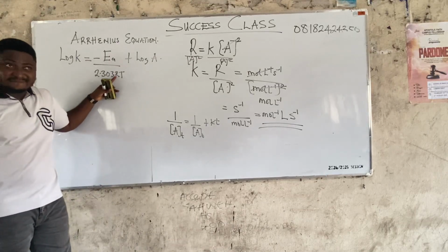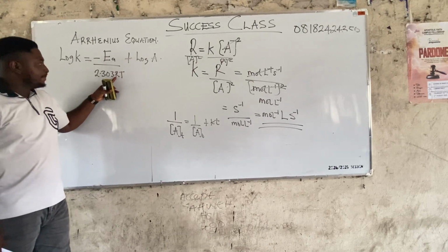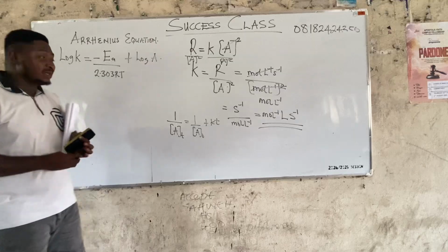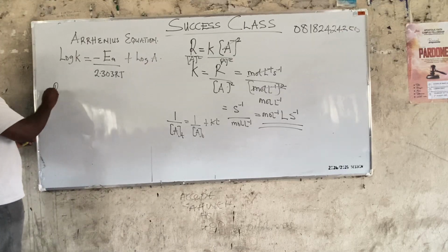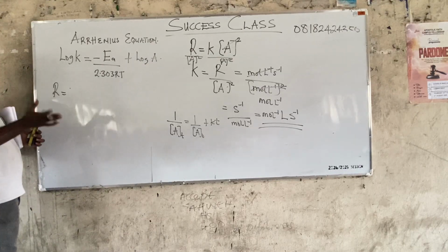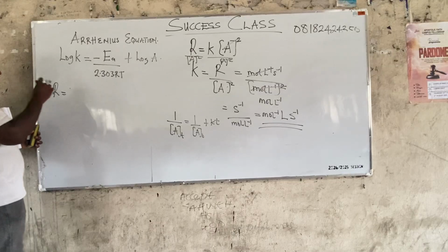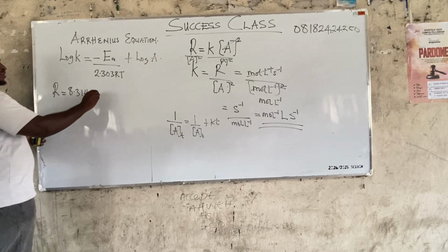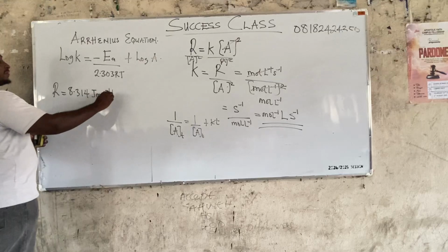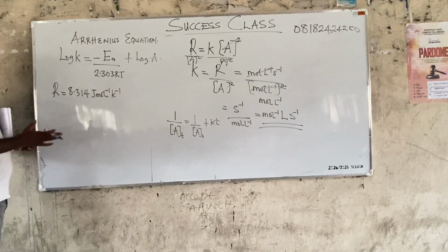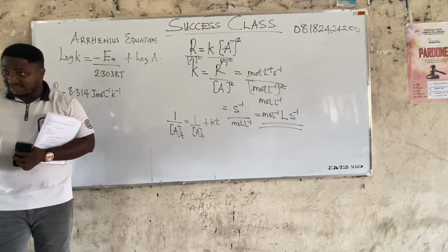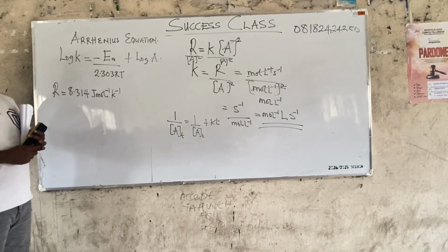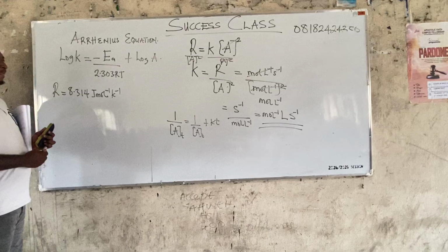Gas constant. What gas constant are we using here? 8.314. You know we have two gas constants. We have 0.0821 when we're doing gas laws in inorganic chemistry in the first semester. But this one is 8.314 joules per mole per Kelvin. When we're doing gas laws, it was 0.0821. For this class, we're using 8.314 joules per mole per Kelvin.